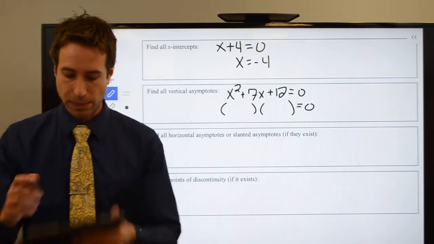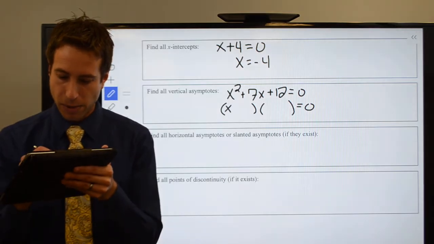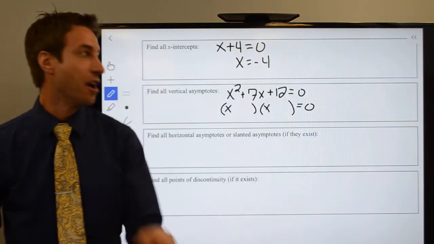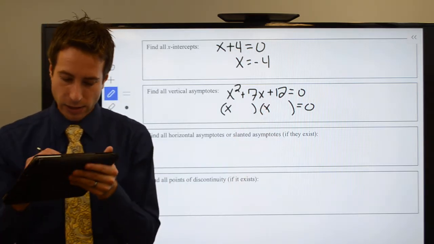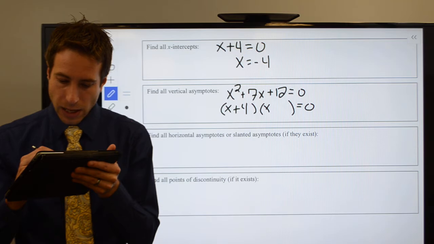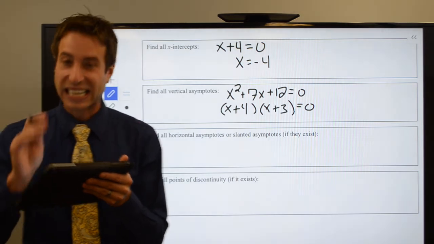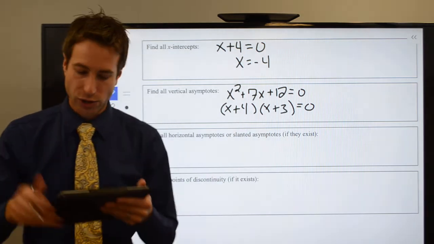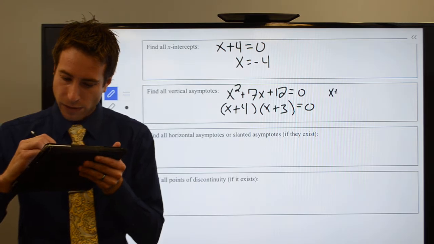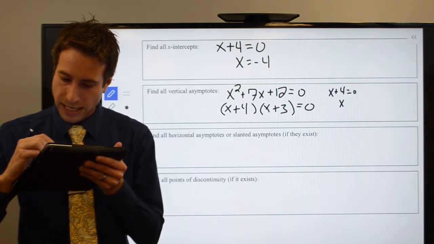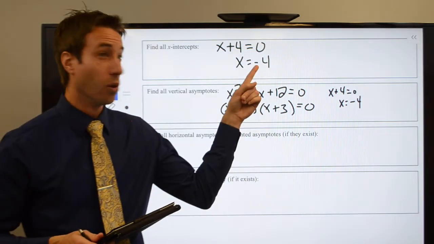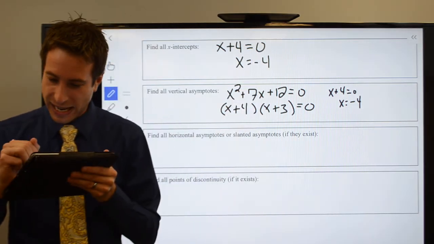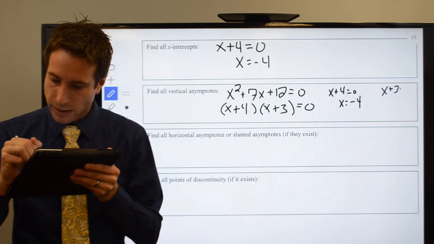I'll spot you the easy bit, x and x, but I think probably pretty quickly you'll recognize, hey, 4 times 3 will get me 12, and 4 plus 3 will get me 7. So this is a plus 4 and a plus 3. Again, I need to solve those though, so I get x plus 4 is equal to 0, which means x is equal to minus 4. And then I get x plus 3 is equal to 0, which means x is equal to minus 3.